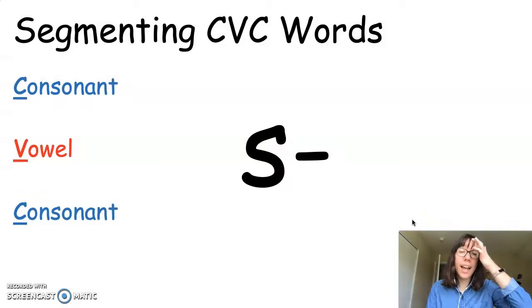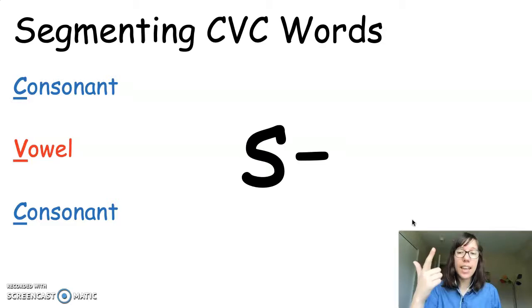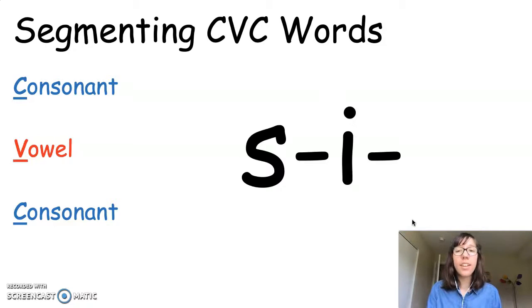Good. It's made by the letter S. S says s. How about the second sound? S, I. We just talked about this one. Good. It's I. Now, I and E can sound very similar. But this is I. Got it? Remember, so this one is going to be I.